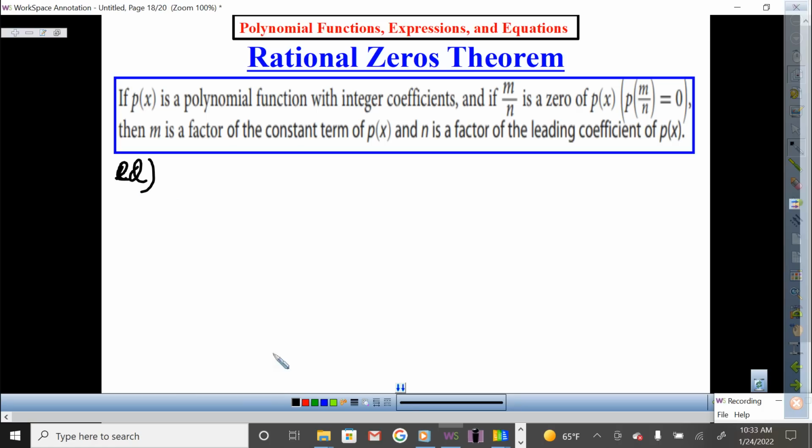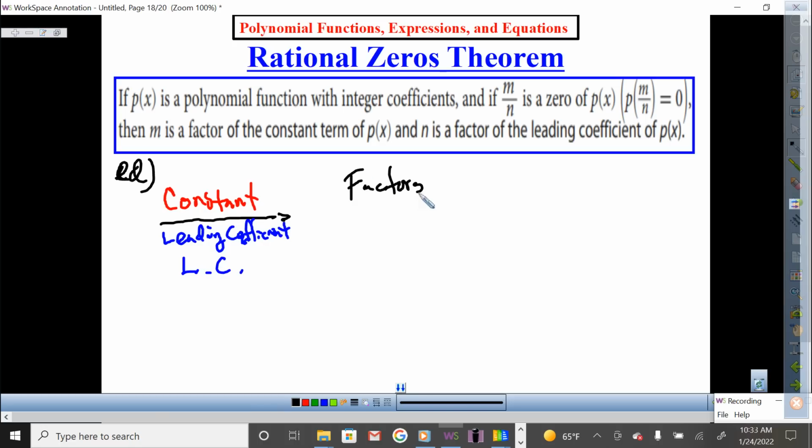So example Q, I want you to copy this. I want you to copy constant over leading coefficient. I'm just going to use the initials LC. So basically we're going to make a fraction with a constant and the leading coefficient. From there, we're going to write it as factors. All right. That's what that says.